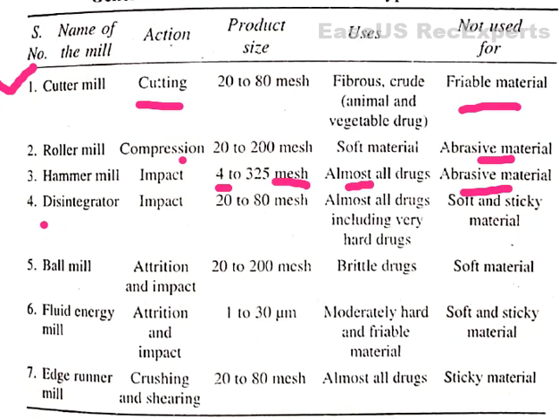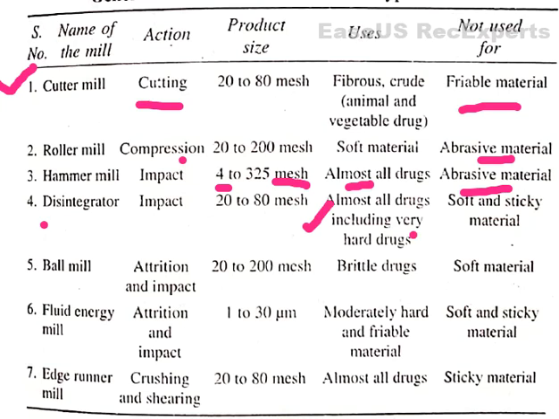Then fourth is disintegrator, mechanism impact, 20 to 80 mesh, used for almost all drugs including very hard drugs. Disintegrator is used for hard drugs, not used for soft and sticky material.